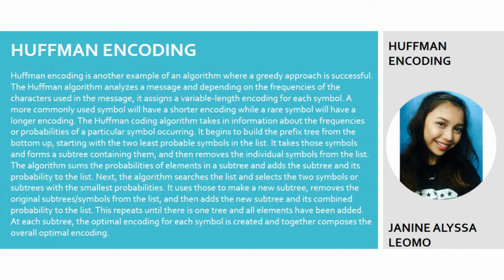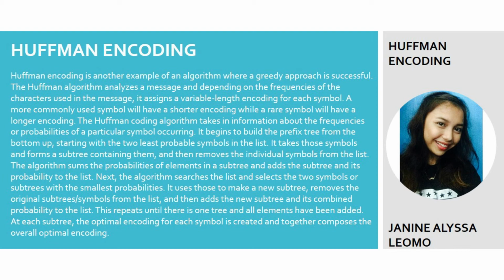Huffman coding. Huffman encoding is another example of an algorithm where a greedy approach is successful. The Huffman algorithm analyzes a message and, depending on the frequencies of the characters used in the message, it assigns a variable length encoding for each symbol. A more commonly used symbol will have a shorter encoding, while a rare symbol will have a longer encoding.